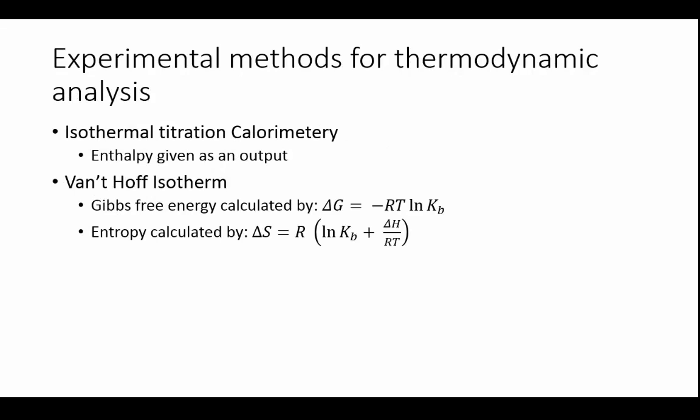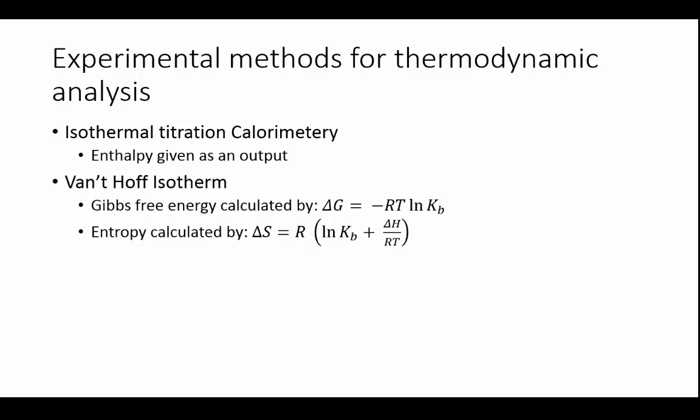In terms of the experimental procedures that will be analysed, the main experimental technique we will be looking at is isothermal titration calorimetry, or ITC for short. This is a commonly used technique in the determination of thermodynamics, as it is one that gives enthalpy as an output value from the data collected. From here, the Van 't Hoff isotherm is used in the calculations to determine the remaining thermodynamic parameters such as Gibbs free energy and entropy by using the following equations.